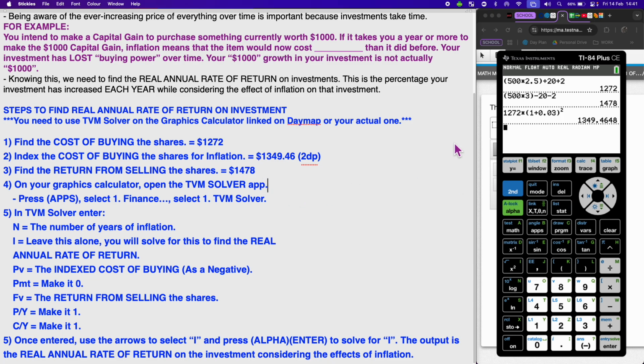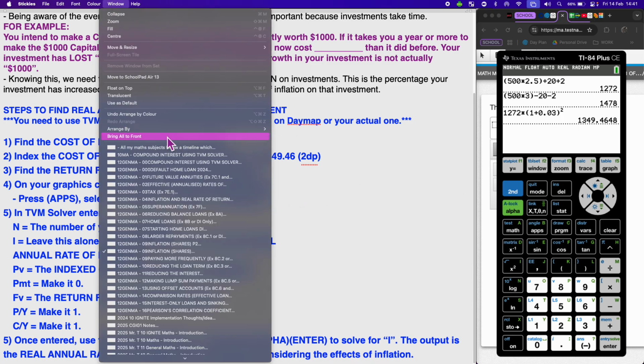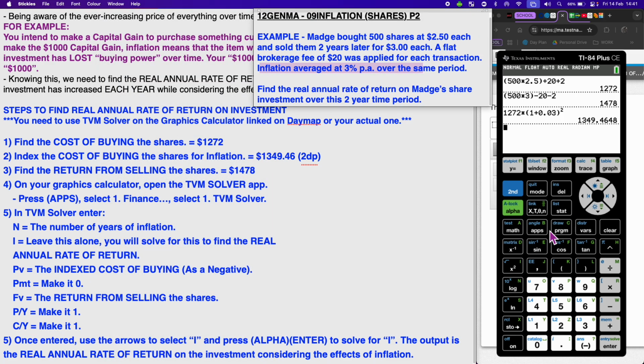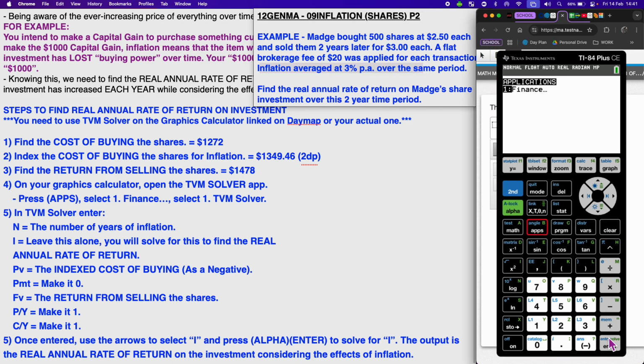What else do I need? What is step 4? On my graphics calculator, I have to go to TVM Solver. General Maths kids that did it last year, you would know exactly how to do this. If you weren't, this is how you do it. Can you see an apps button on your calculator? Find it, press it. You can see option 1 is finance, press enter. See option 1 is TVM Solver. TVM Solver is an app. It wants information and it spits out an answer.